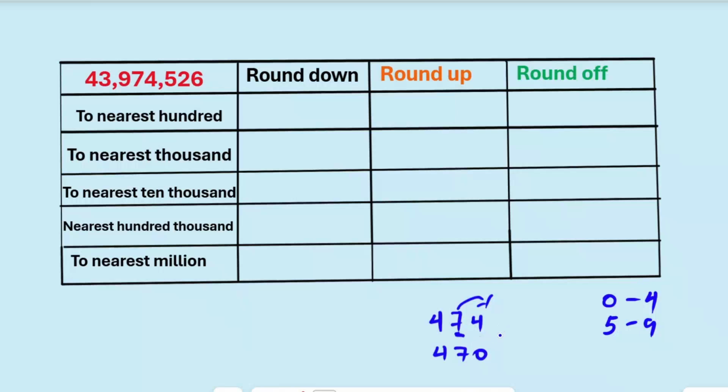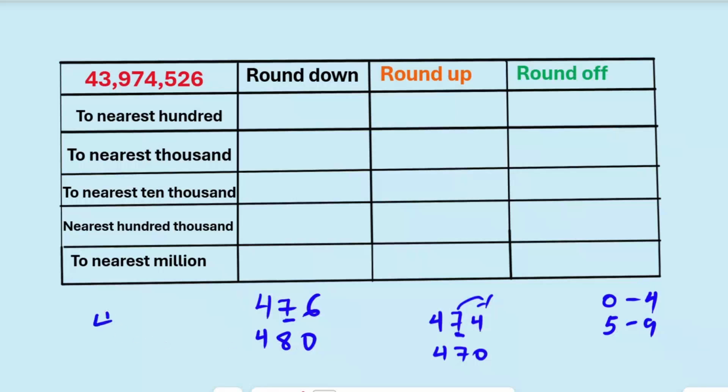Or we can round this number to the nearest what? 10. Now, assuming the number was, let's say, 476, we have to round this number to the nearest 10. So we still have to land here. The number behind is 6. 6 falls within this range. So we're going to add 1 to this 7, making 8. So our new number is going to be 480. So that is the answer.